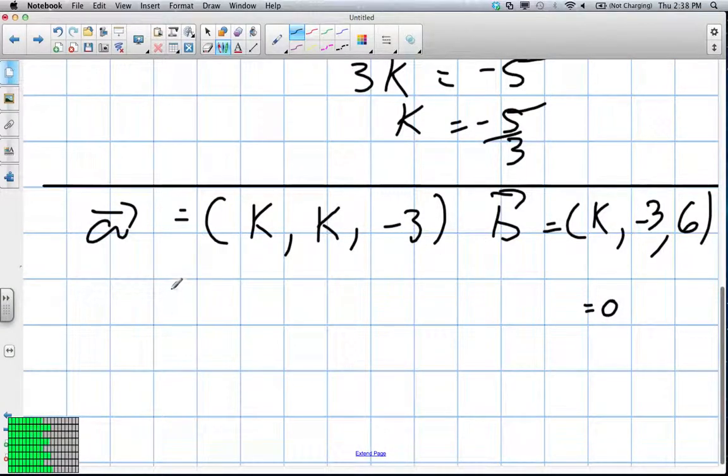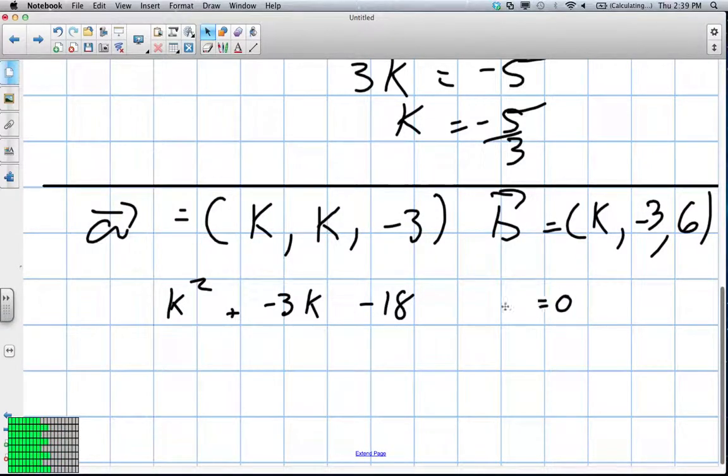And we're going to multiply our values. So we get k squared plus k times -3, which will give us -3k. And we'll get -3 times 6 is going to give us -18. Now this is why I talked about factoring. We have a trinomial here. If we were to graph something like this, it would be a quadratic equation. We need to factor to find out what values of k could equal 0 in this case.